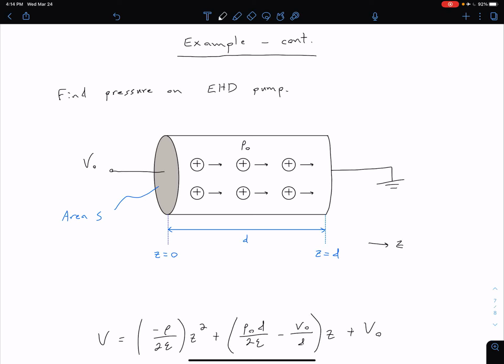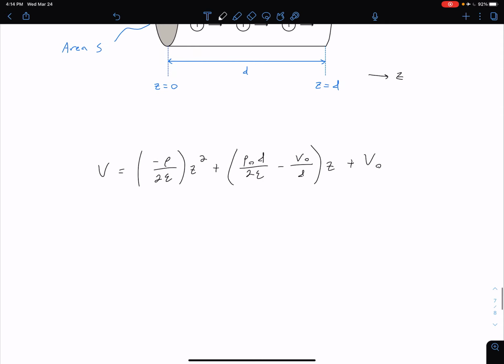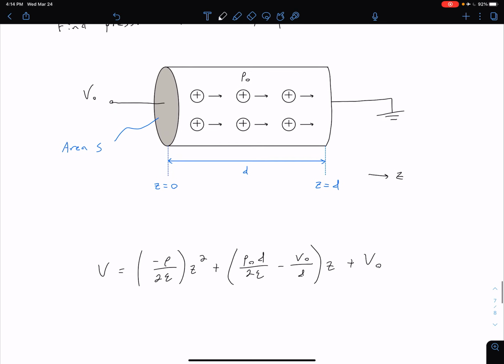Let's finish up that electrohydrodynamic pump example. So remember, ultimately we were looking to find the pressure on the pump. So I've copied our schematic of the pump here from the previous video, as well as our end result of our voltage expression. And remember, this voltage expression can be used to find the voltage anywhere between Z equals 0 and Z equals D.